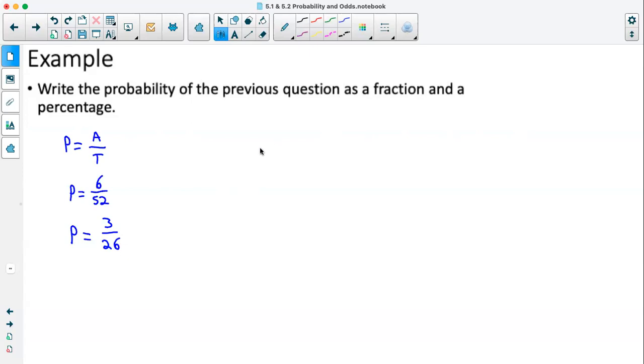Now, if we want to do that as a percentage, we're doing essentially the same thing, but multiplying by 100 and adding a percentage sign. So we've got 6 over 52, which reduces to 3 over 26, times 100, add a percentage sign, and the probability of it occurring as a percentage would be 11.5%.